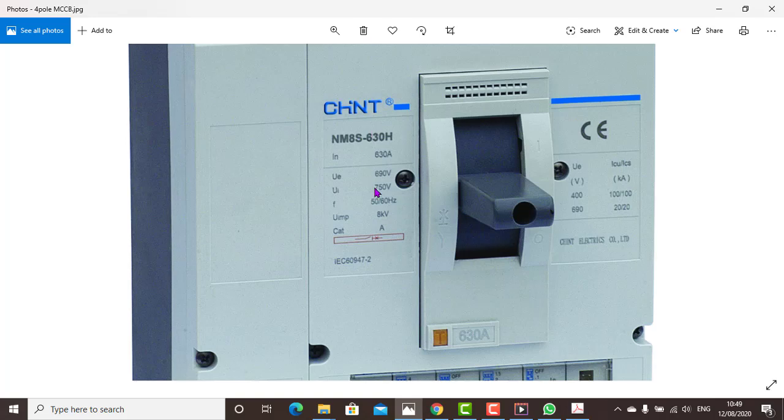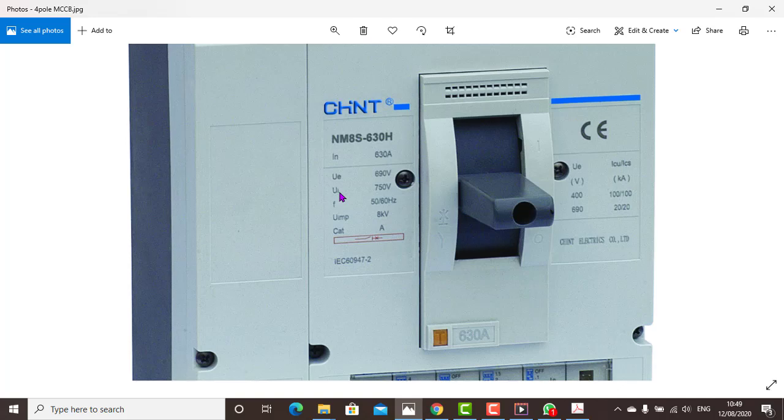Okay, let's look at the breaker. I say the IN is 630 amps. That is the continuous current that this breaker will carry any day, anytime, without any problem. Or you call it the rated current for the breaker. Or look at the UE. The UE is the rated voltage, the maximum voltage for this breaker without any problem. It is the continuous voltage that can pass through. There will not be any issue.